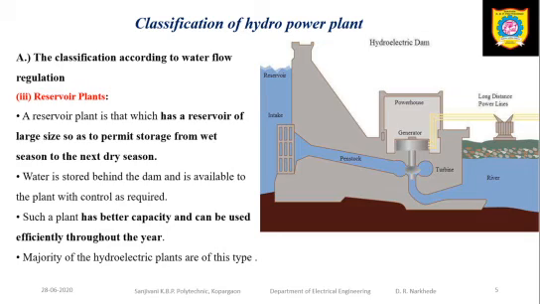Water is stored behind the dam and is available to the plant with control as required. Such a plant has a better capacity and can be used efficiently throughout the year. So this is the basic reason behind this. As and when required, I can generate electricity with the help of the storage reservoir based power plant. The majority of hydroelectric power plants are of this type. One example is Koyna. Then at Vaitarna also we have a reservoir type power plant.